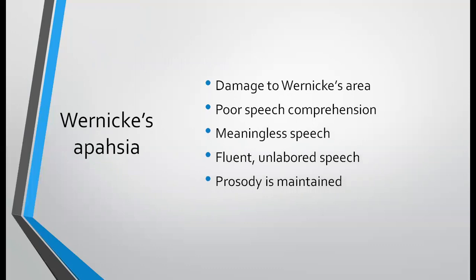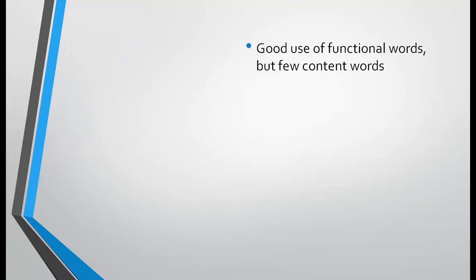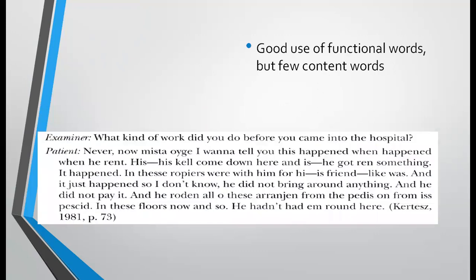The next one is Wernicke's aphasia. In Broca's aphasia, we discussed that the damage is to Broca's area. In Wernicke's aphasia, the damage is to Wernicke's area. Here there is poor speech comprehension and meaningless speech, but it is fluent and unlabored speech. Prosody is maintained. The use of functional words is very good, but there are very few content words.